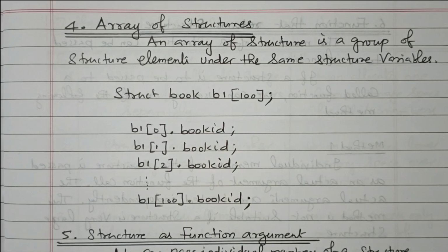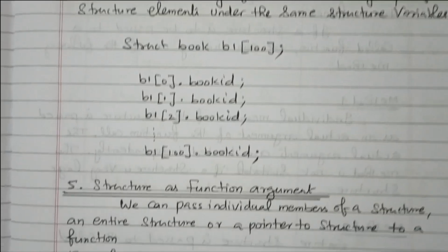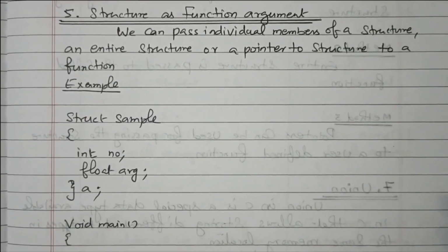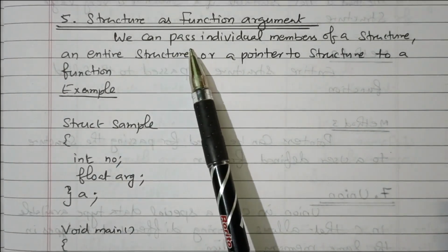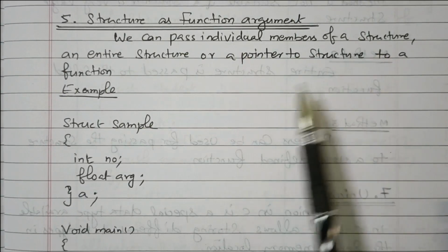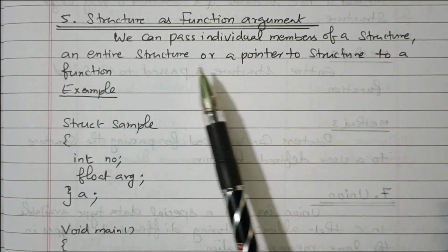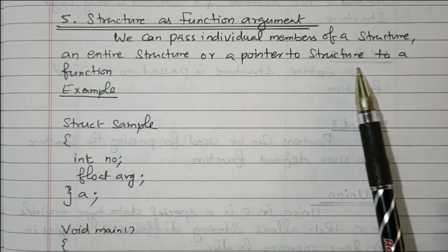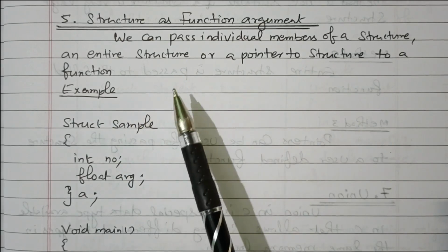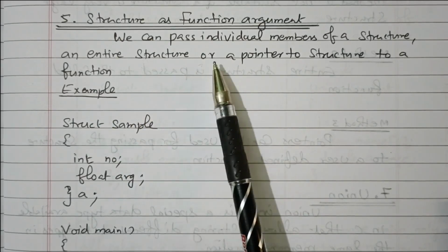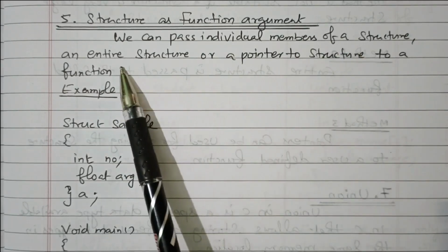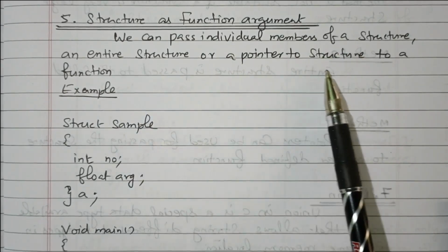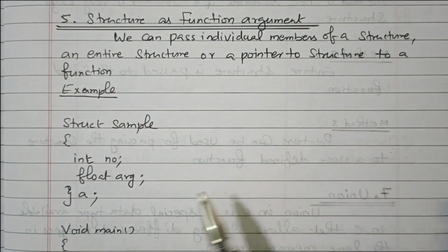Now we'll see the structure as a function argument. The structure can be passed to a function, right? We can pass an individual member of a structure, or the entire structure, or a pointer to a structure to a function. So while using the function we can pass an individual member of a structure or the entire structure or a pointer to a structure. We will see the example for that.